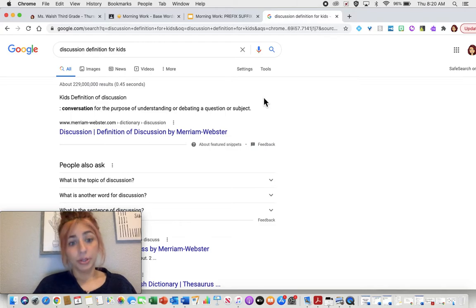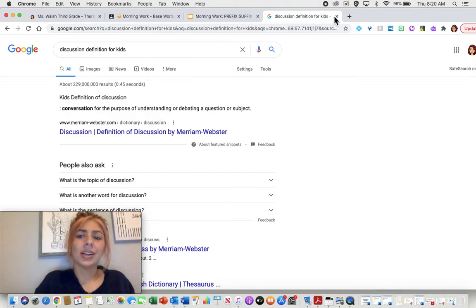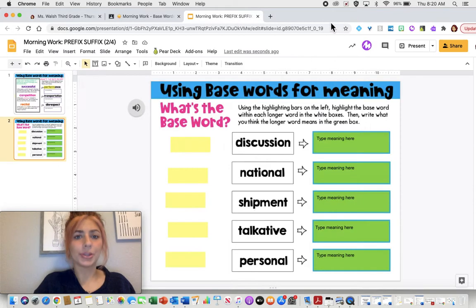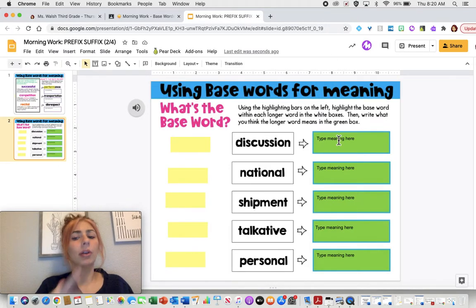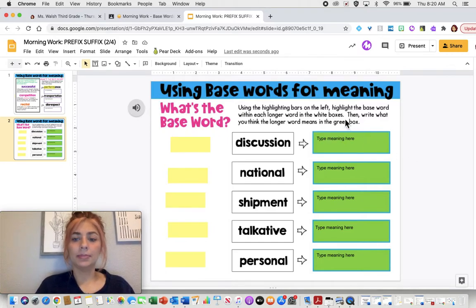Okay. Do I need to write that exactly word for word? No, because that's plagiarizing, right? So we take that. Oh, so basically it's a conversation. So then I would write discussion, conversation, and so on. So just keep that in mind when you are going through. If you come across a word and you're not sure what it means, you can look it up.